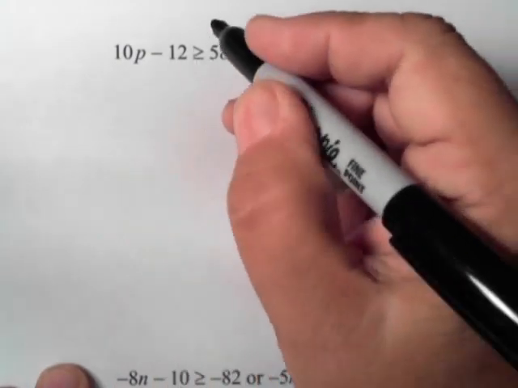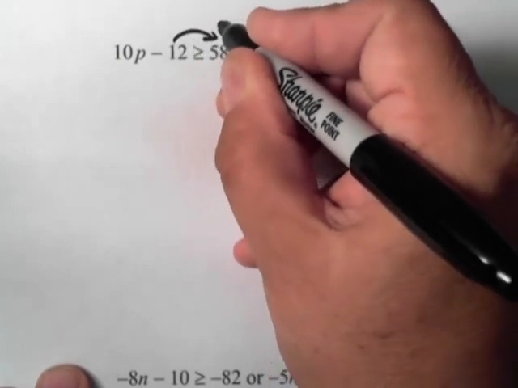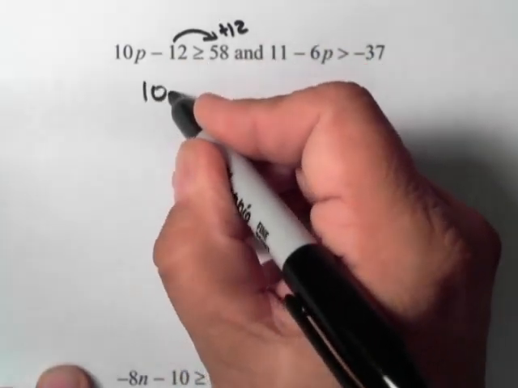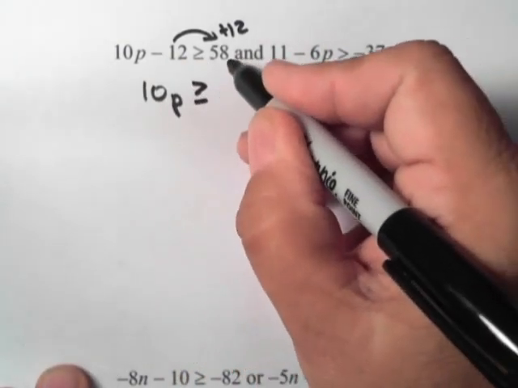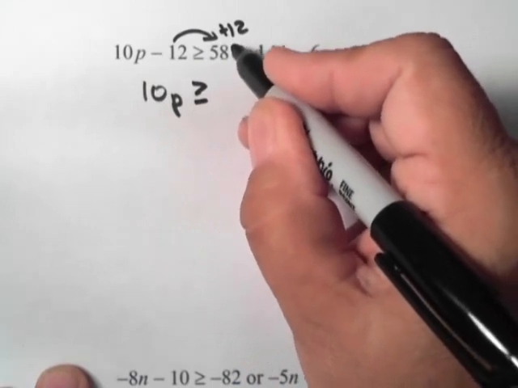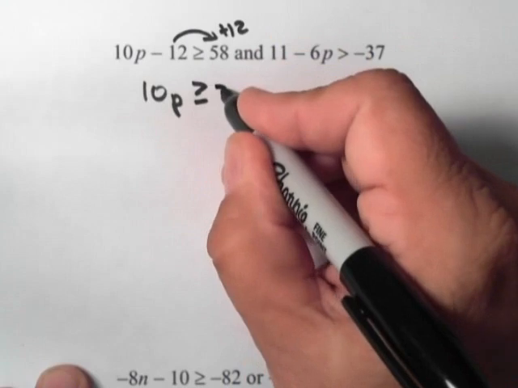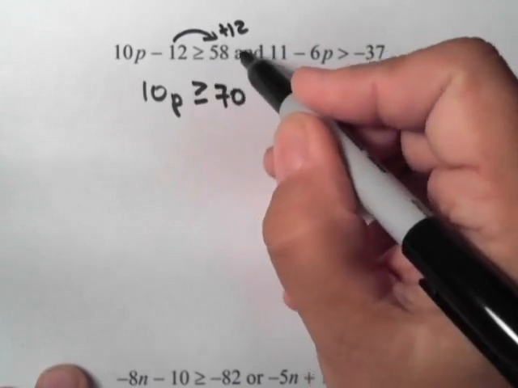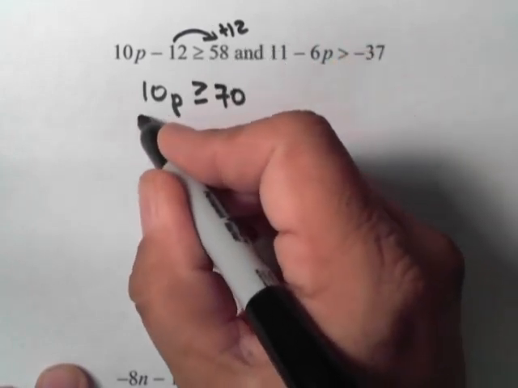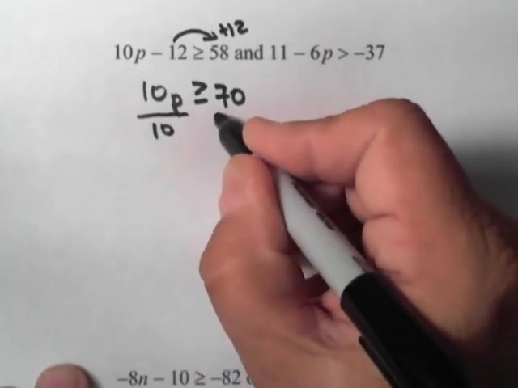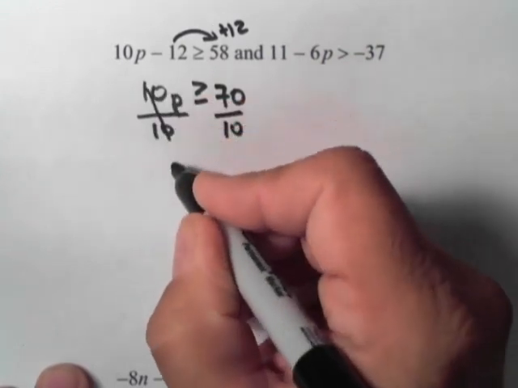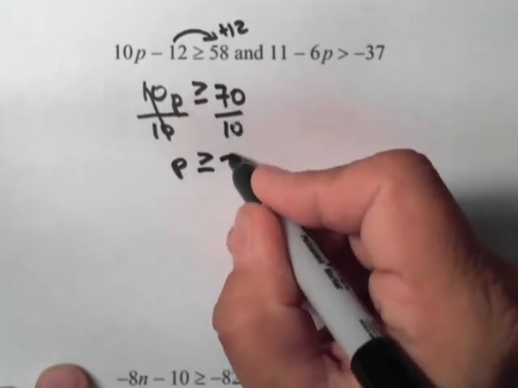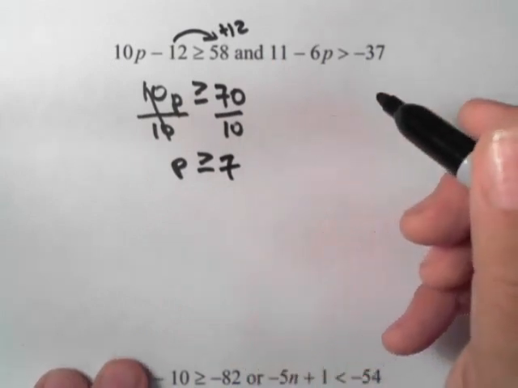Okay, this first one, -12, has to jump over as +12. So let's see, we end up with 10p greater than or equal to 58 plus 12, which is 70. Now, to get the p all by itself, divide both sides by 10. And the 10's cancel out, so I get p greater than or equal to 70 divided by 10, which is just 7. Okay, there's the left side cleaned up.